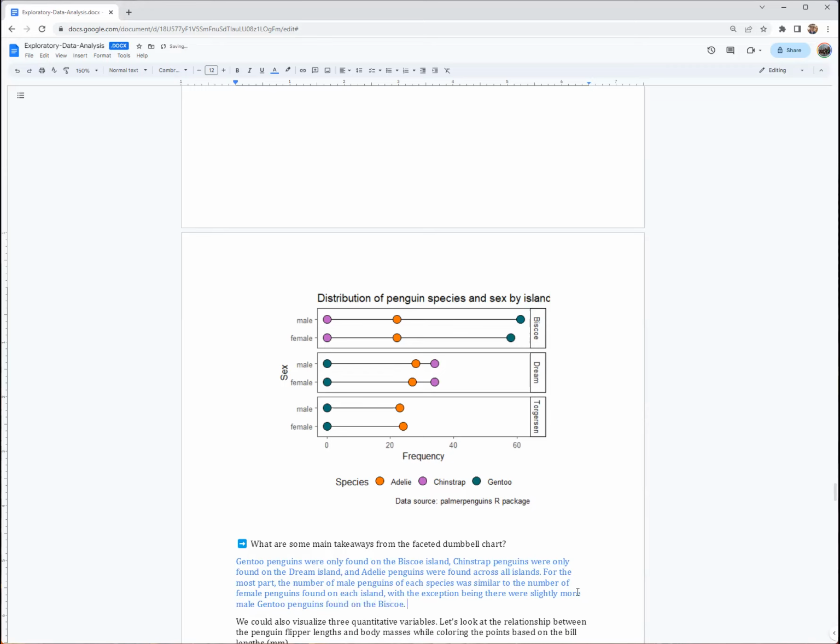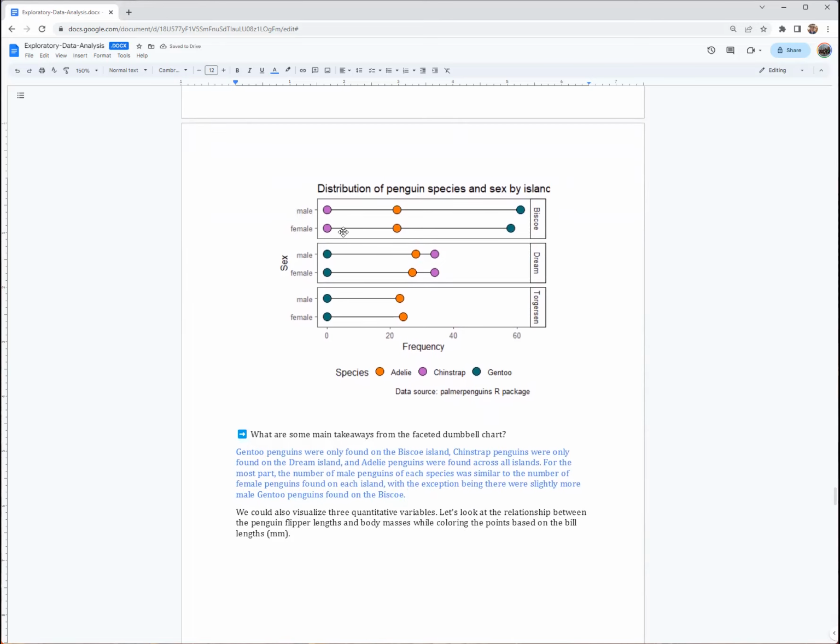This is what I was talking about, how it's hard to have a main takeaway because there are so many bits of information being communicated by this plot. I think it's a little bit too much, so you don't have one good main takeaway. But if you needed to visualize 3 categorical variables at once, this is one way to do it. Okay.